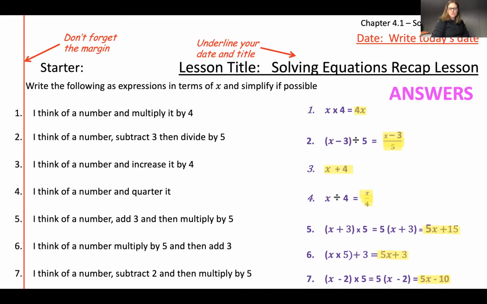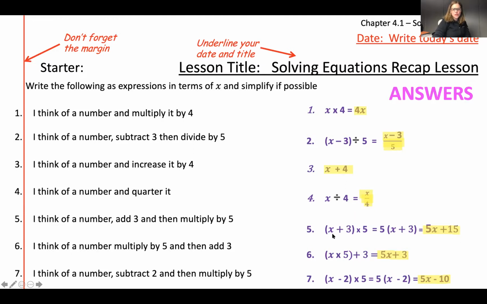Question 2, I think of a number, and then I subtract 3 from it, and then I divide it by 5. I would normally write that as a fraction. Question 3, I think of a number, and I increase it by 4. x plus 4. Question 4, I think of a number, and I quarter it, or I divide it by 4. Again, I would write it as a fraction, x over 4.